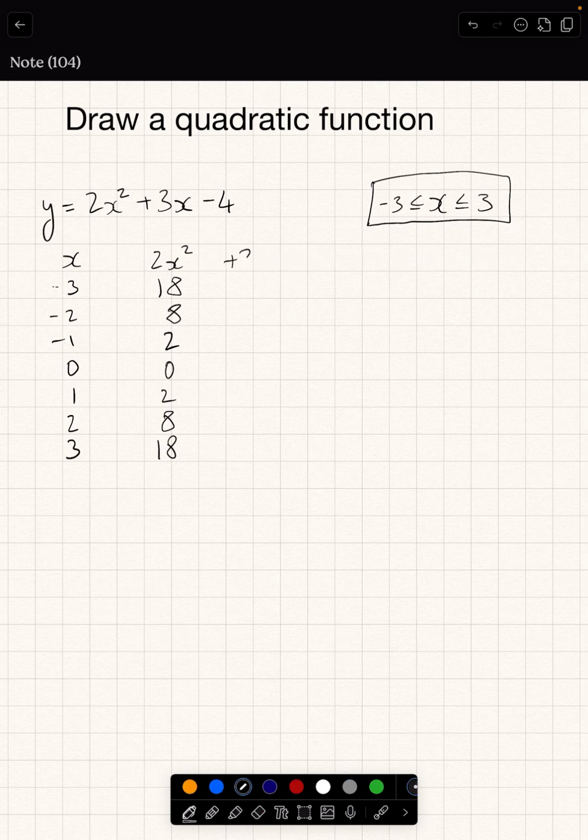So we have plus 3x here. 3 times minus 3 is minus 9. 3 times minus 2 is minus 6. Then we have minus 3 there, 0, 3. 3 2s is 6. And 3 3s is 9. And then we're going to have a minus 4 every time.